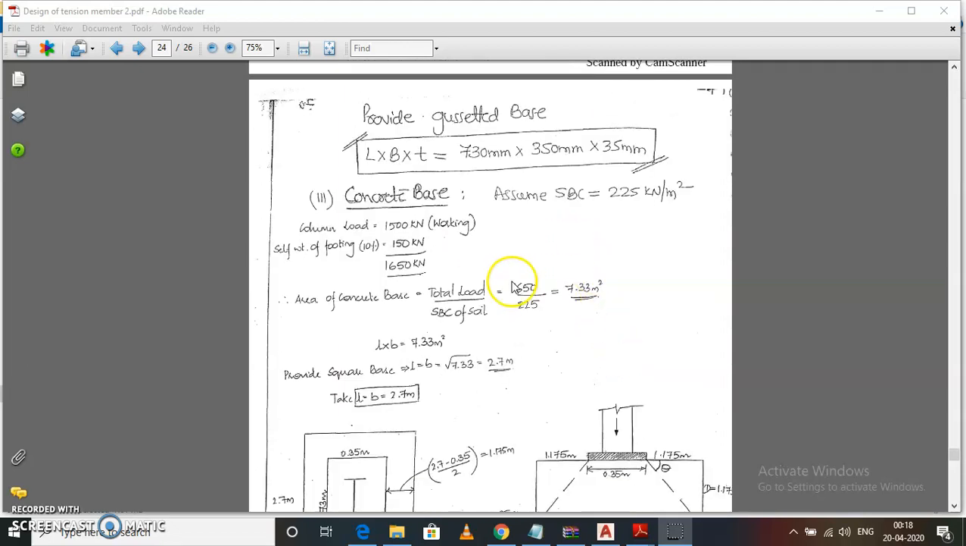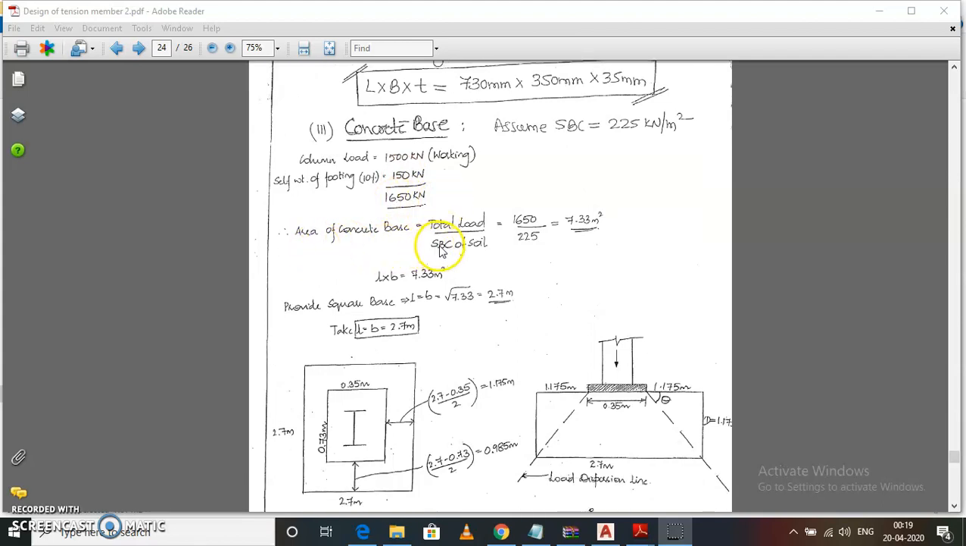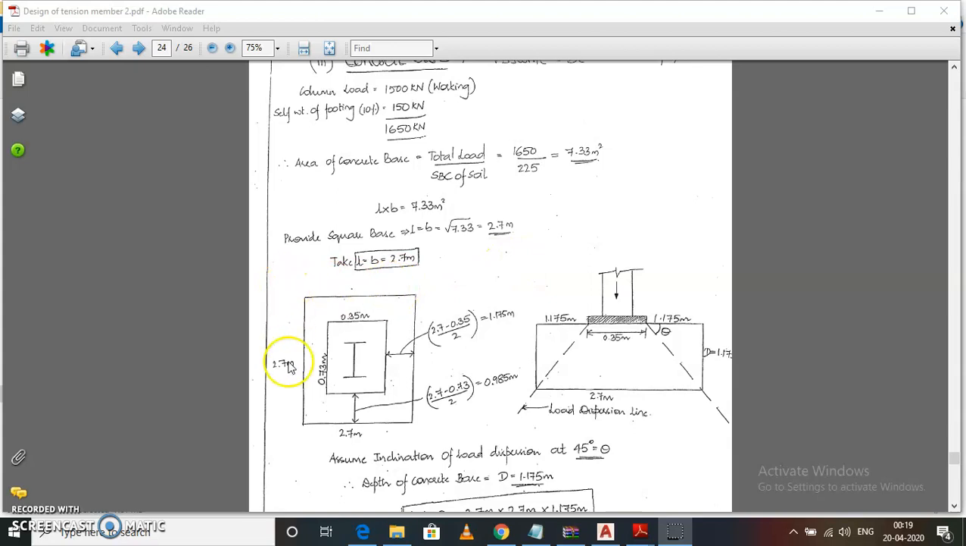Now decide the concrete base. Assuming the SBC of this soil is 225 kN per meter square. If it is not given, you have to assume. If it is given, you have to use the same value. So the working load is 1500 kN. Assume 10% of the load as the foundation weight. So the total load works out to be 1650 kN. So the area of the concrete base is equal to 7.33 square meter. So L into B equal to 7.33 square meter. Provide a square footing of 2.7 meter, that means each side of the foundation is 2.7.